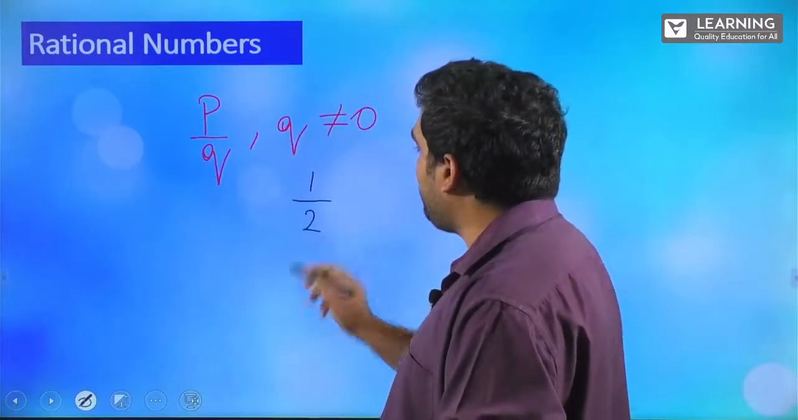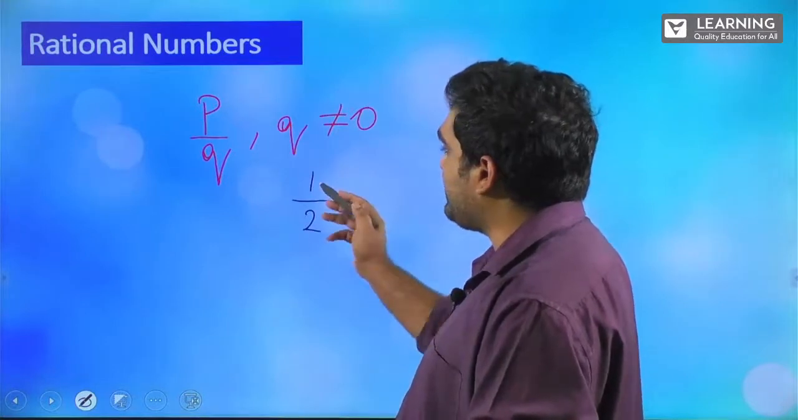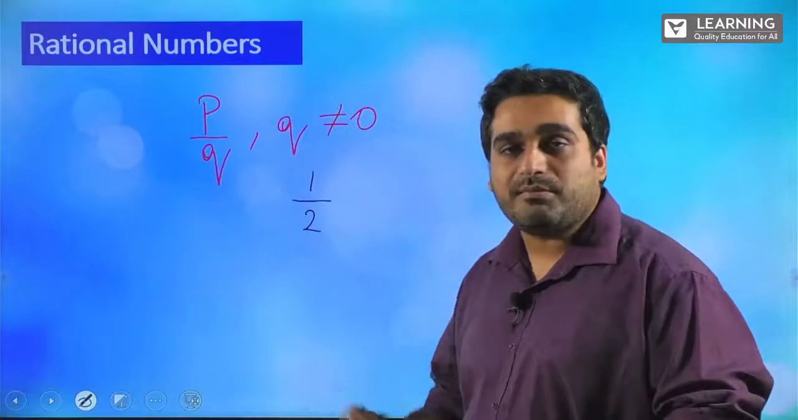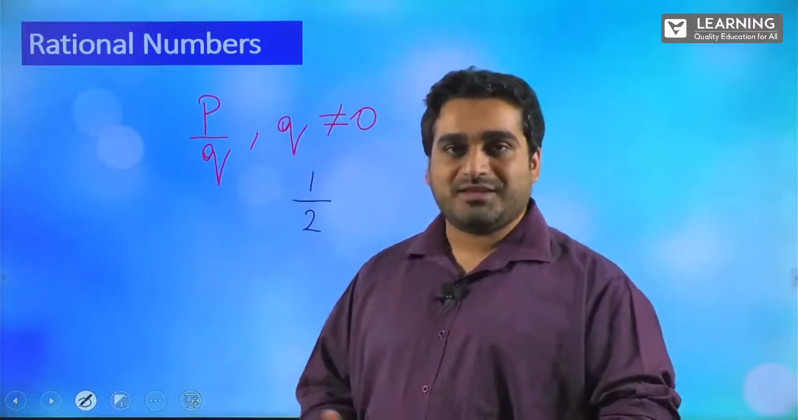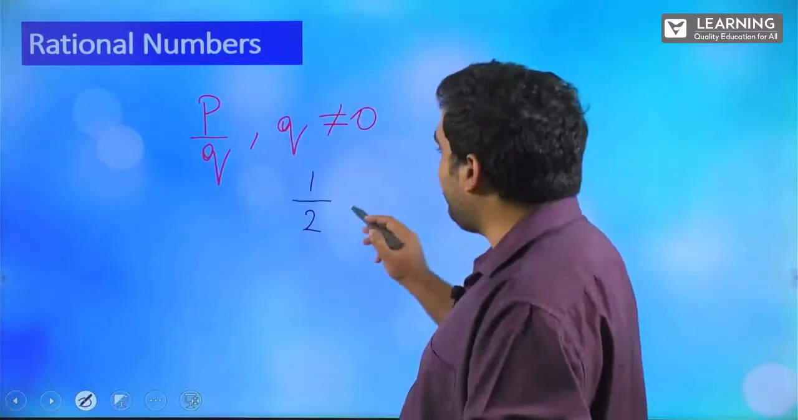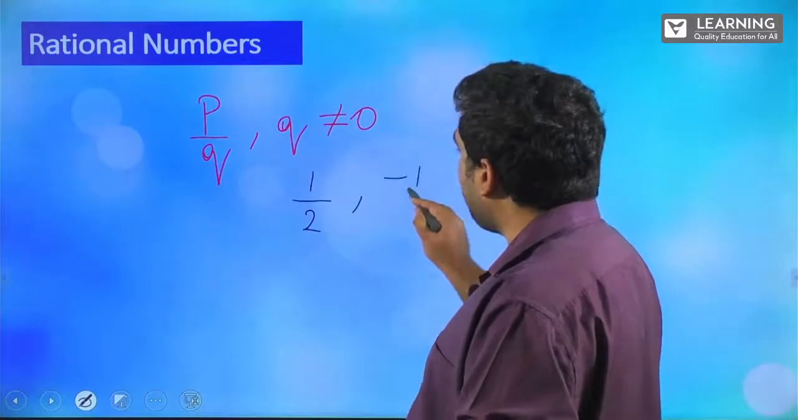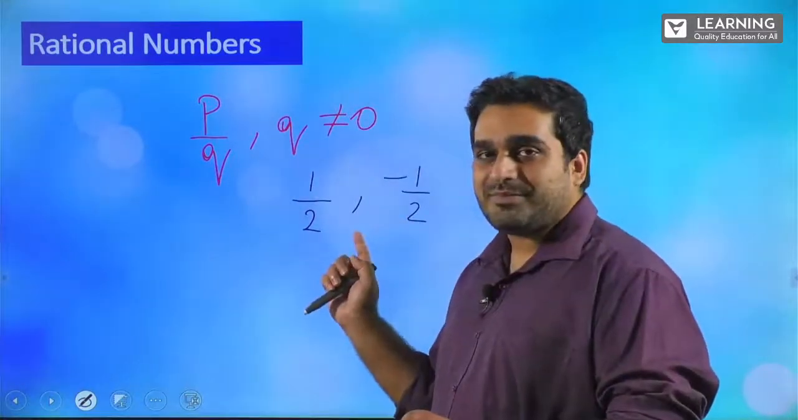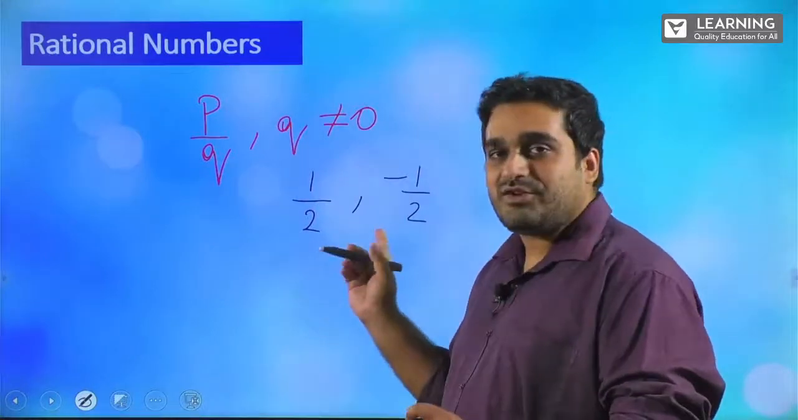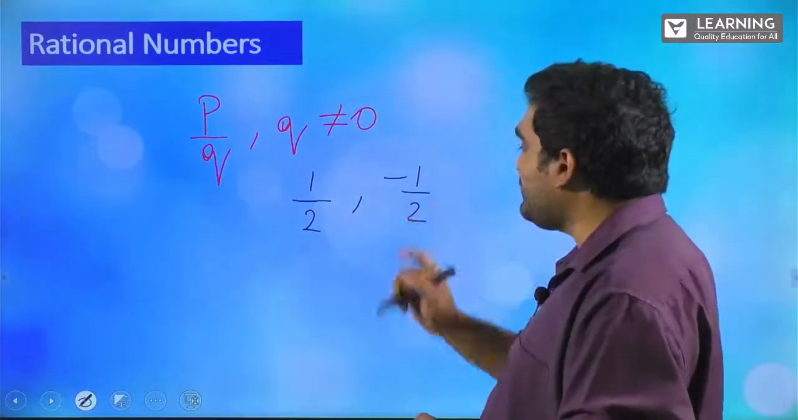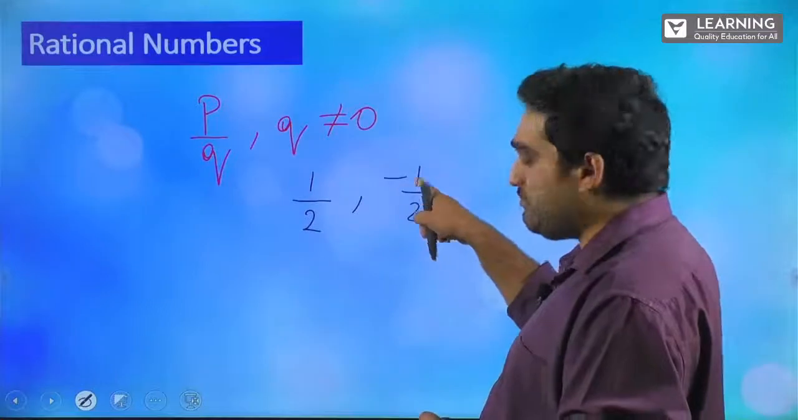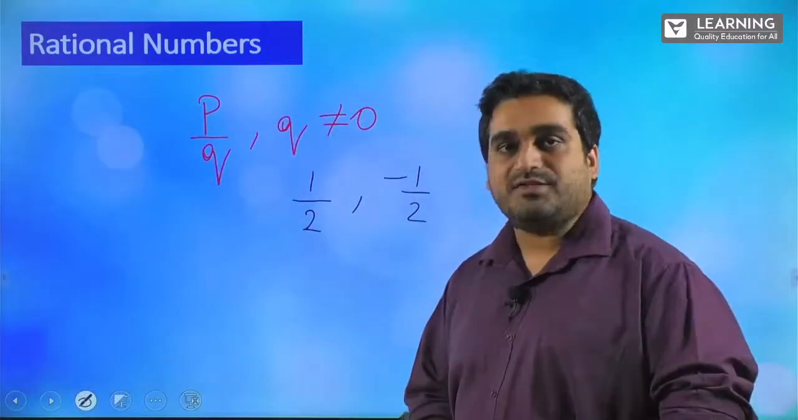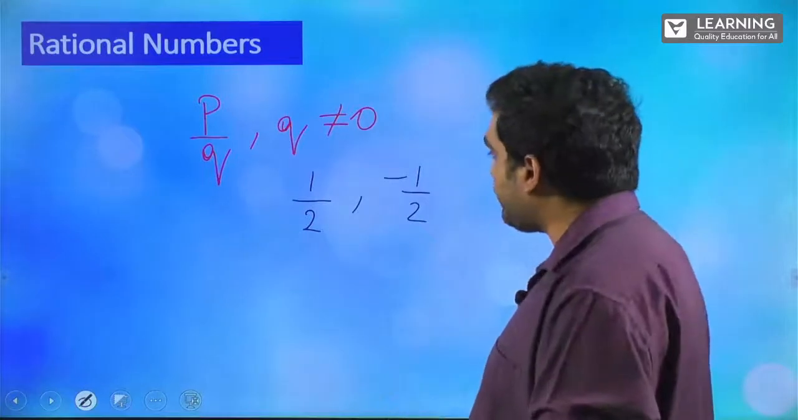Let's say 1 by 2. 1 is a positive integer, 2 is also a positive integer, 1 by 2 is a rational number. Easy, very simple. How about minus 1 by 2? Is this a rational number? Certainly it is. This is also a rational number, minus 1 by 2. Because minus 1 is an integer, 2 is also an integer, therefore it is a rational number.